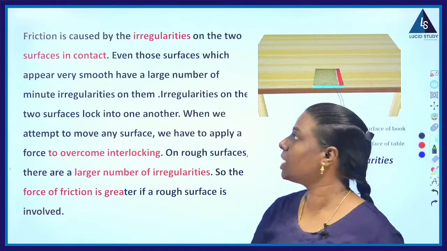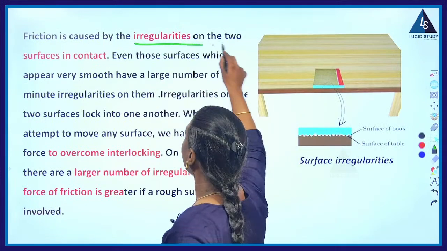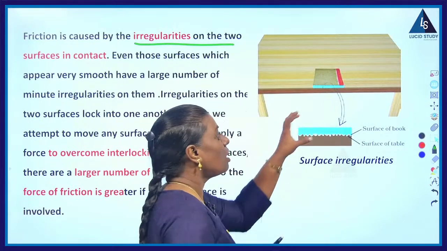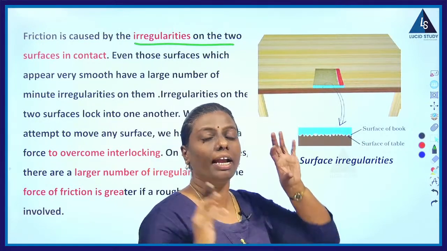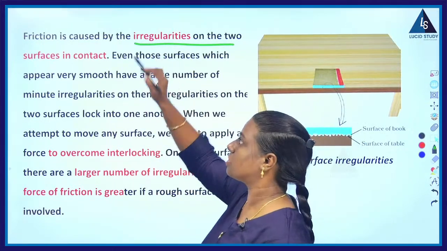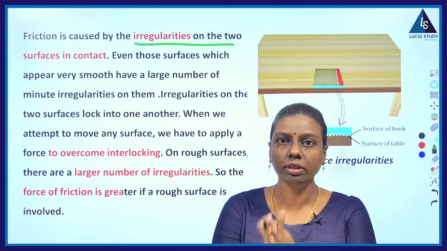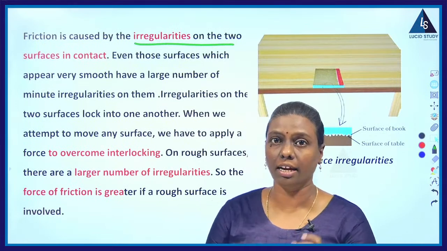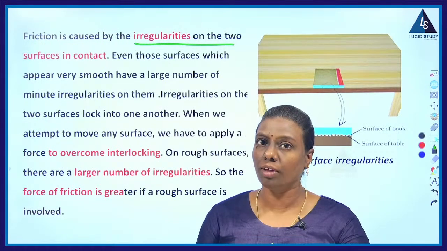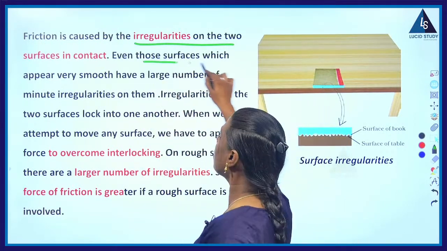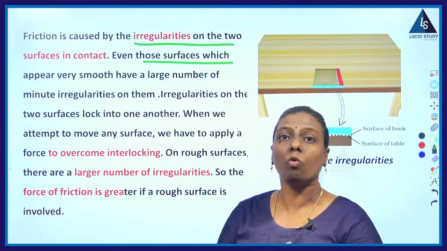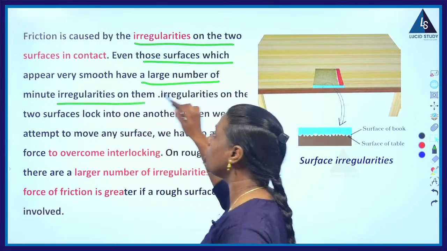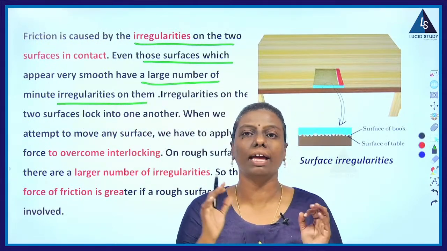Friction is caused by the irregularities on the two surfaces which are in contact. How smooth the surface may be, you are going to find some irregularities, and then friction will develop. Even surfaces that appear very smooth have a large number of minute irregularities on them.